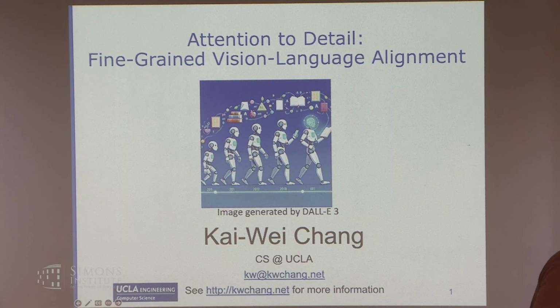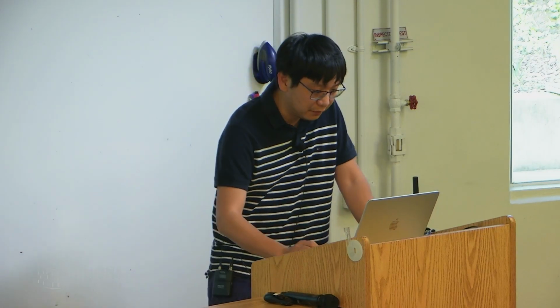So today I'd like to talk about some of our study of how to combine vision and language together based on the transformer model. And I will focus a little bit more on how we can make sure those models can look at the detail and then align them well. So let me start with some motivating example.